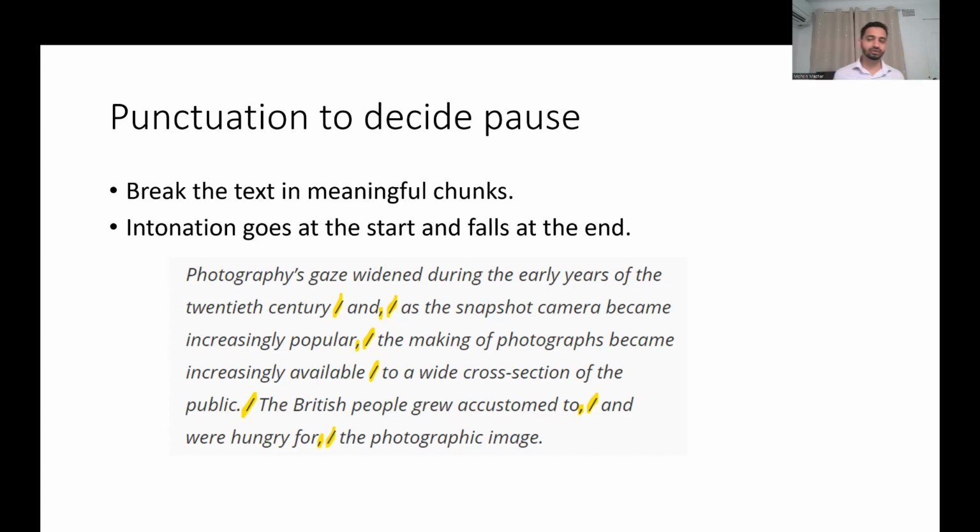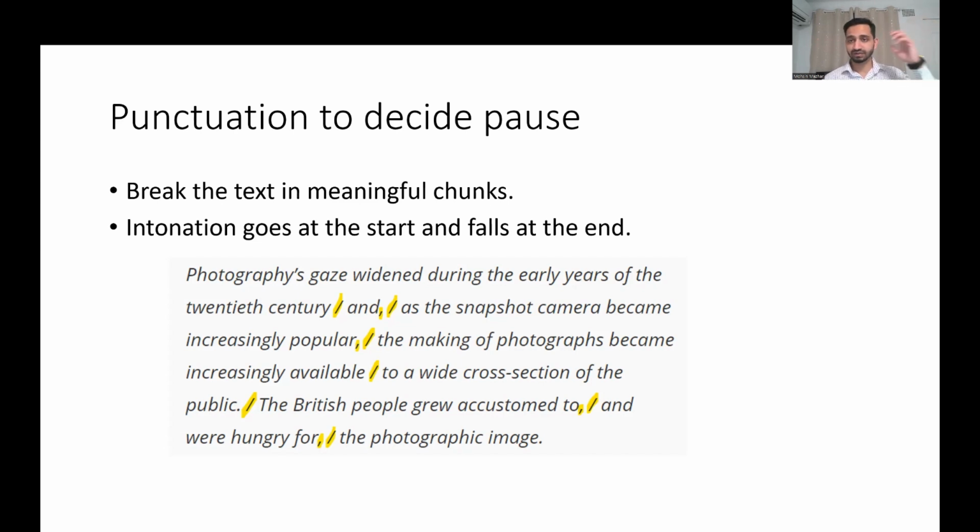So the reason why we read this one again is we want to see where to pause, and the punctuation mark. So you can see there is a punctuation mark and there is a full stop. Whenever you see punctuation mark and full stop, you try to pause, right? So here you can see increasingly popular. It's got a comma, you pause there, and then you've got cross-section of the public. There is a full stop, so remember to pause there.